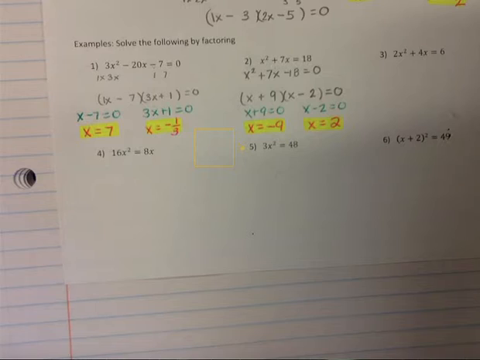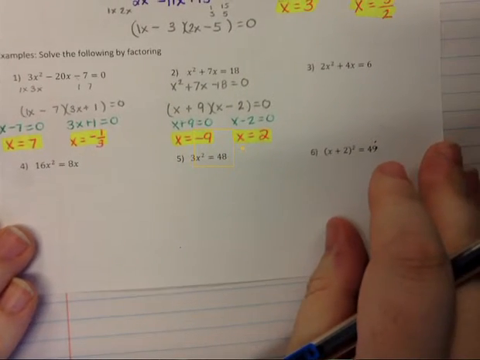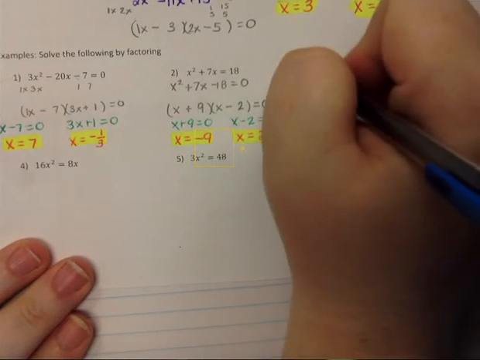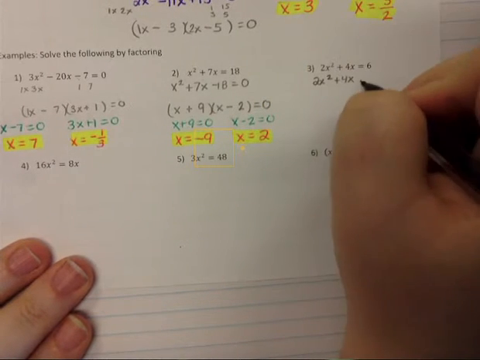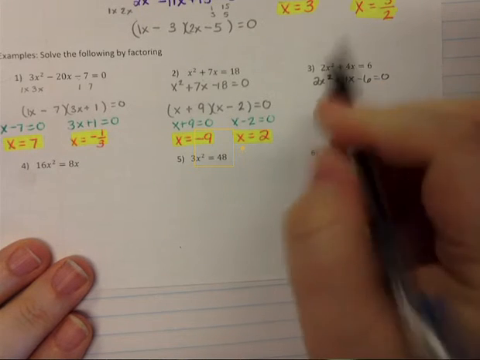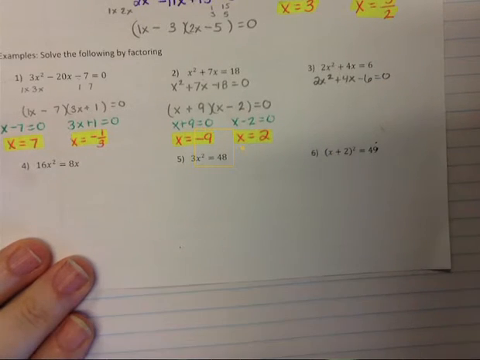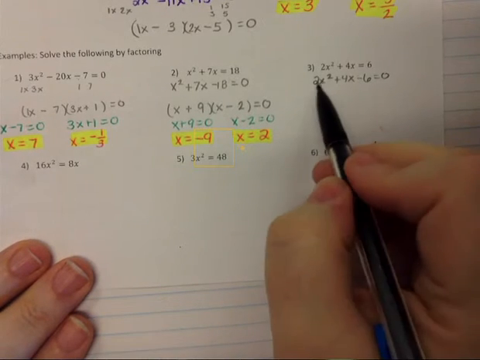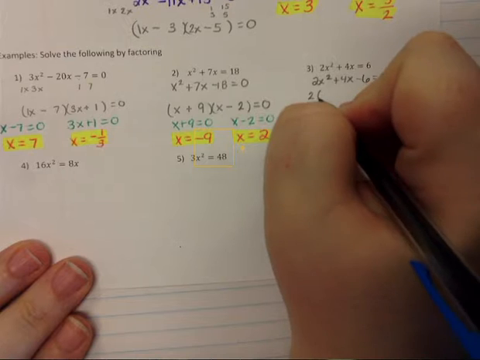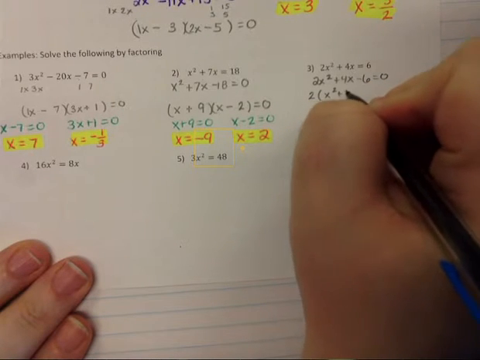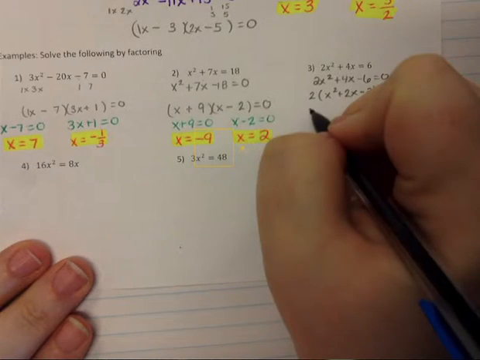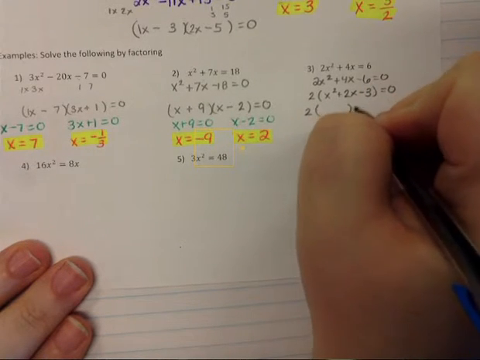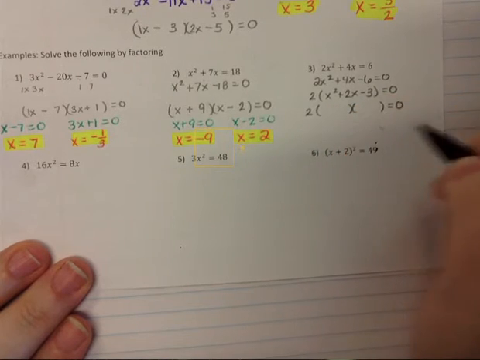On this next problem, it's also not in standard form. We need to get this in standard form by writing 2x squared plus 4x minus 6 is equal to 0. Ax squared plus bx plus c. Now we need to try and factor this. Our GCF is actually 2 this time, so we're going to have 2 times parentheses: x squared plus 2x minus 3 is equal to 0. So we factor 2, and we're going to have 2 sets of parentheses equal to 0.